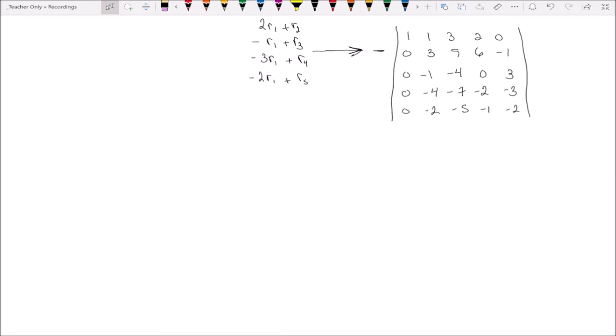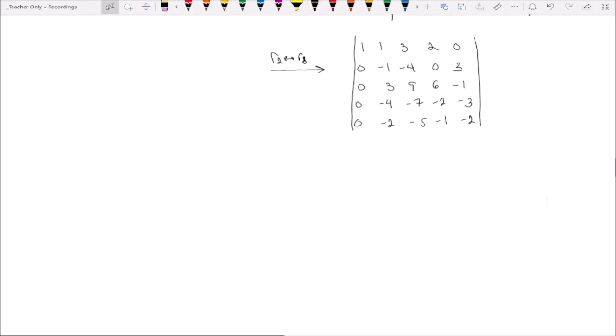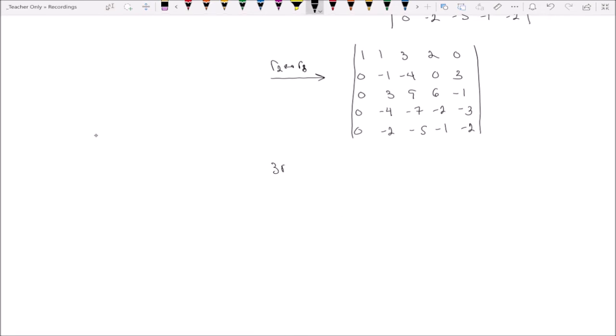Now again, it's going to be easier to deal with that -1 than that 3. So let's just go ahead and swap row 2 and row 3. Right now, this of course means we're multiplying again by -1, so that negative is going to disappear. Zero out everything below that -1. Right, so 3 row 2 plus row 3, -4 row 2 plus row 4, -2 row 2 plus row 5.